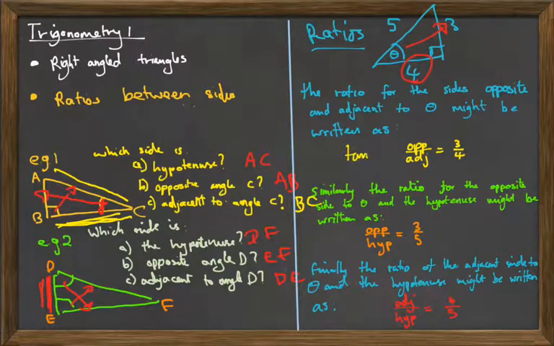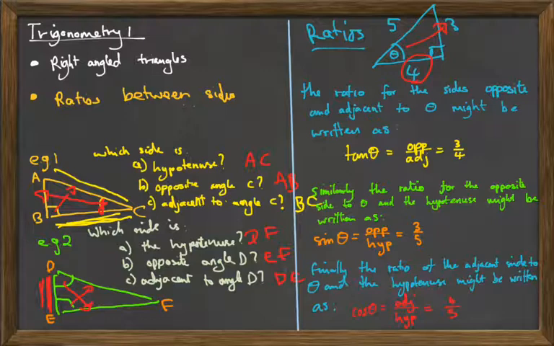Now in trigonometry, these ratios have names. We call the first ratio the tan of theta. The tan of theta is the opposite side divided by the adjacent side. This second ratio, the opposite side divided by the hypotenuse, is the sine of theta. And finally, the adjacent side divided by the hypotenuse is cos of theta.